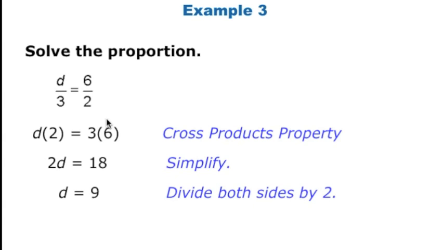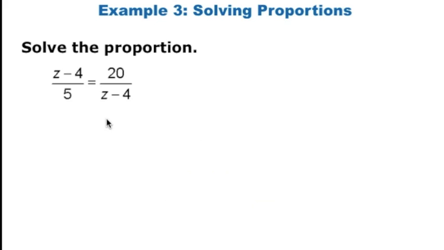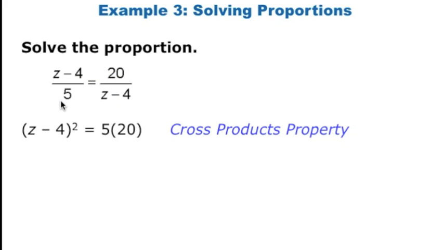Alright, let's make it just slightly more complicated. So here I have z minus 4 over 5 equals 20 over z minus 4. Now it works exactly the same way. So I'm going to do my multiplication here diagonally. z minus 4 times z minus 4, and I'm going to set that equal to 20 times 5, going diagonally the other way. No problem there. The 20 times 5 is 100. The z minus 4 times z minus 4 actually ends up being z minus 4 quantity squared, and simplifying the 5 times 20 gives me the 100.